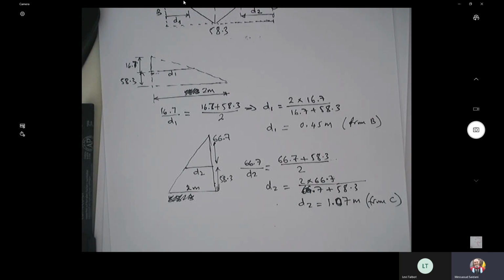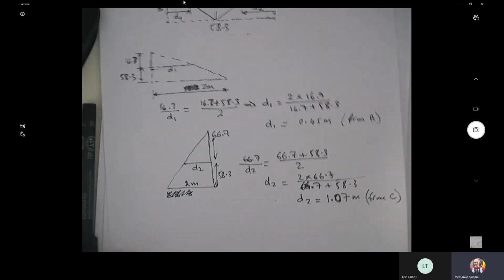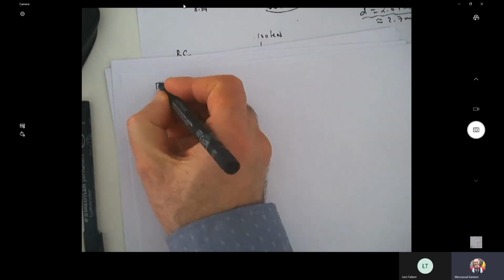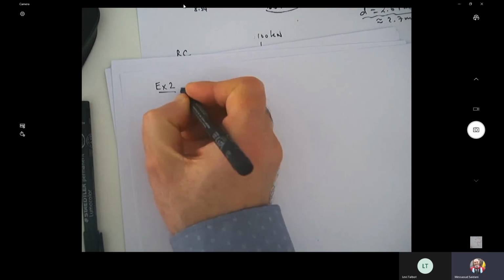Frame. Okay, what I would like to do is something different. We've got about 20 minutes. So let's do example number 2. I'd like to give you things that will help you with the exam. So that's what I'm trying to do.